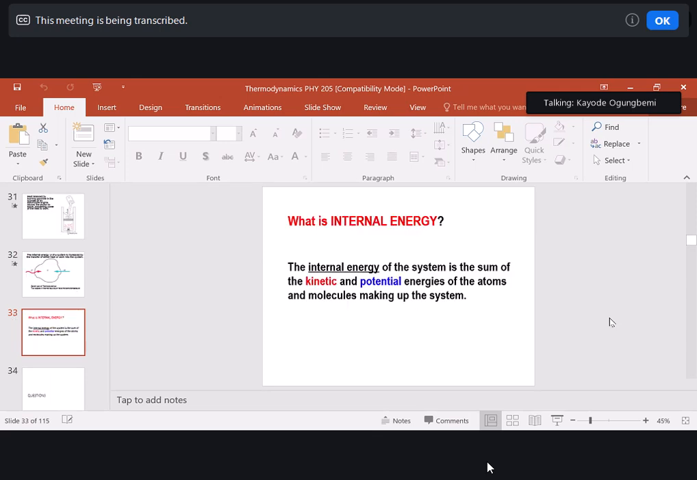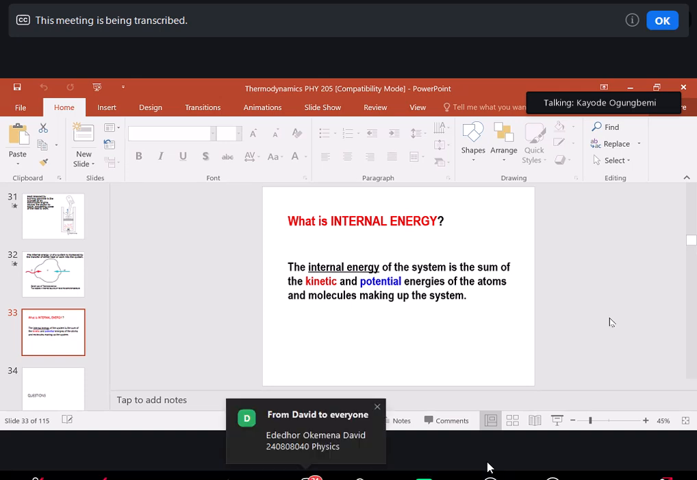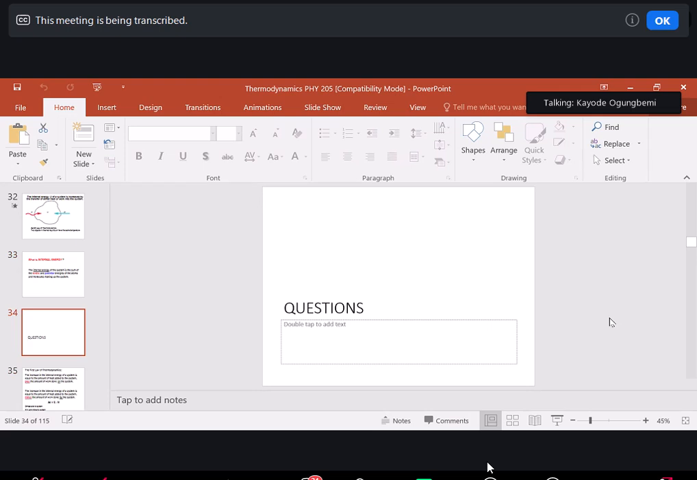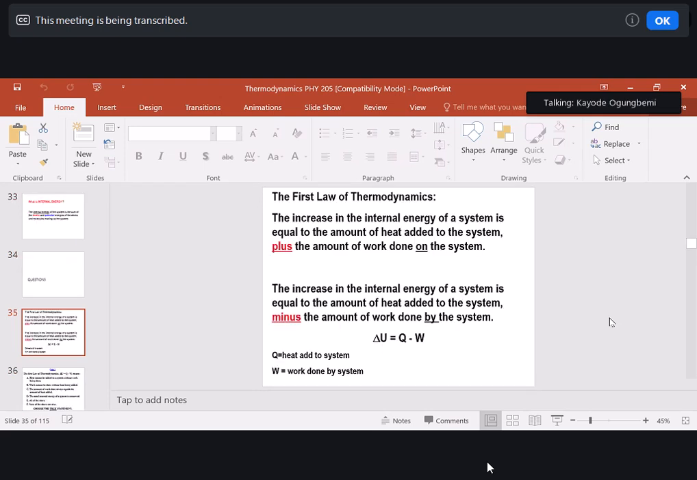So what is internal energy now? The internal energy of the system is the sum of kinetic energy and potential energy of the atoms and molecules making up the system. The sum of kinetic and potential energies of the atoms or molecules making up the system, okay? We already defined it.